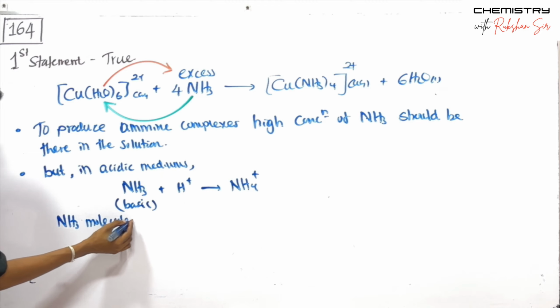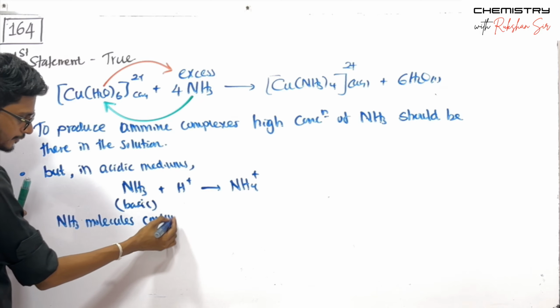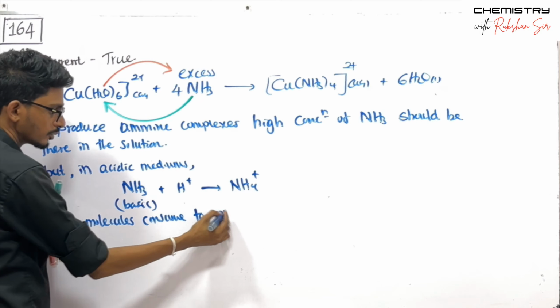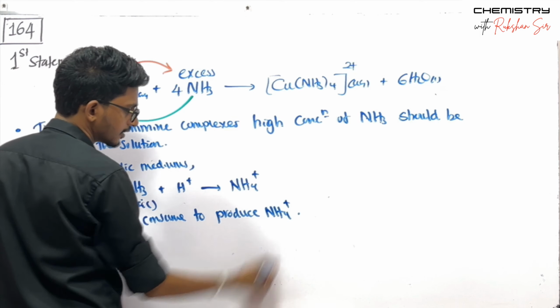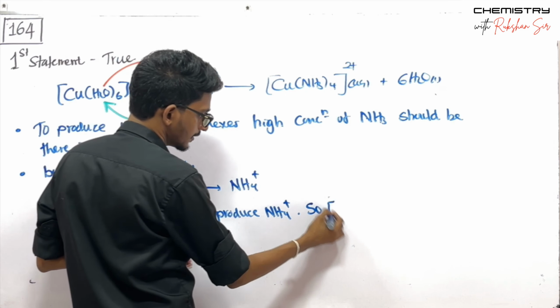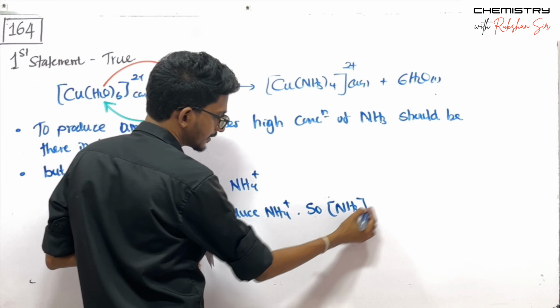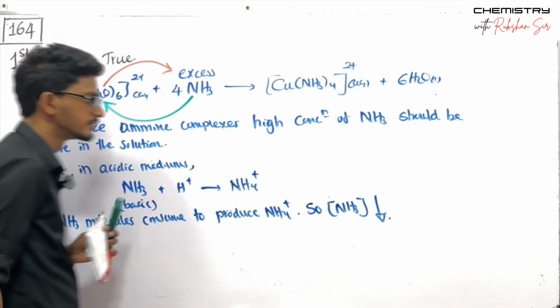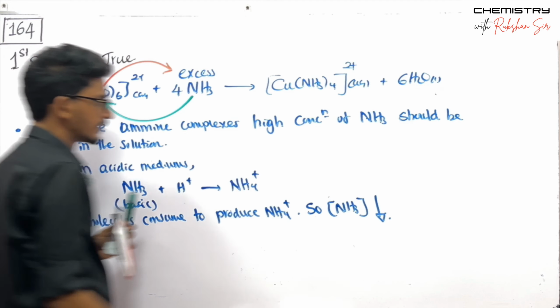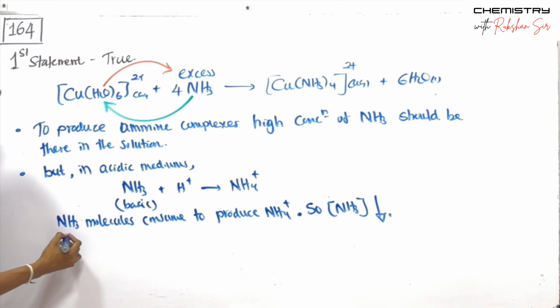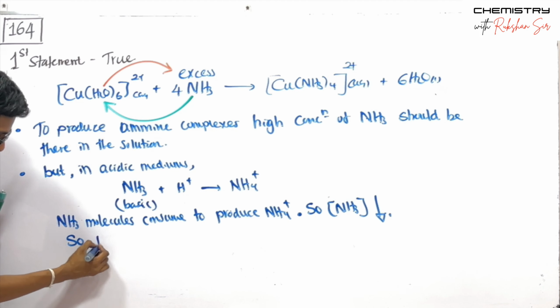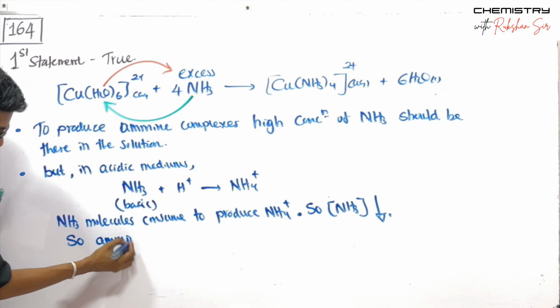Molecules consume to produce NH4 plus. So the NH3 concentration drops. So amine complexes won't form. So amine complexes are hard to form or won't form.